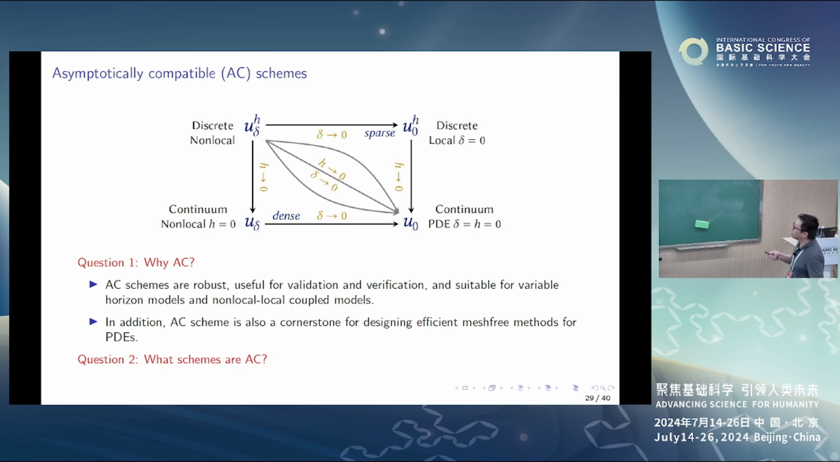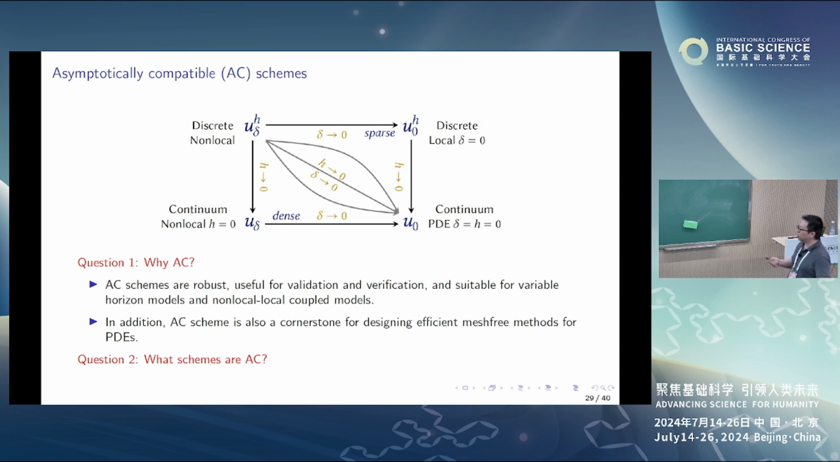Then we have this complete diagram. This property is called asymptotic compatibility, or AC. So we want an AC scheme. Why do we prefer an AC scheme? Because AC schemes are robust with respect to the problem parameter. It is useful for validation and verification, and more importantly, it is suitable for variable horizon models.